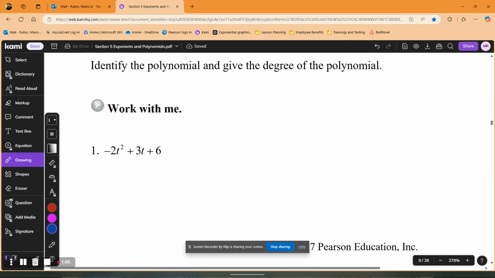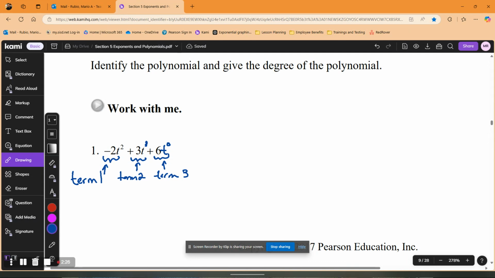So identify the polynomial and give the degree of the polynomial. Well, first we have to recognize that there's three terms. So this is a term, this is a term, and then this little 6 right here is a term. So here we have a trinomial. The other thing we need to understand is when there's no exponent, we assume there's a 1 there for a variable. If it's a number or a coefficient, we can always assume that it's the variable raised to the 0 power, which is just 1. This kind of cancels out, it kind of goes away.